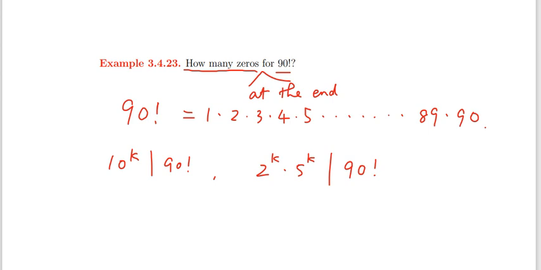So 2^k comes from even numbers, like 2, 4, 6, which have some power of 2. 5^k comes from those numbers like 5, 10, 15. We know the even numbers, or multiples of 2, are much more numerous than the multiples of 5. So we can forget the 2^k and just check 5. We want to find the largest k such that 5^k is a factor of 90 factorial.